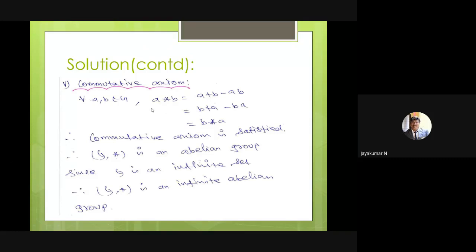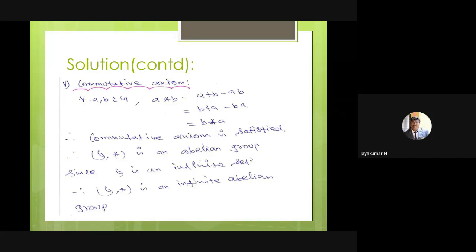For the commutative axiom, when you prove the associative axiom, you can also prove it like this. If you are clever, you can directly prove it like this. So A star B is equal to A plus B minus AB. I want to prove that this is B star A. B star A means B plus A minus BA. Easily I can replace A plus B as B plus A, and I can replace AB as BA. So A star B is equal to B star A. Therefore, the commutative axiom is satisfied.